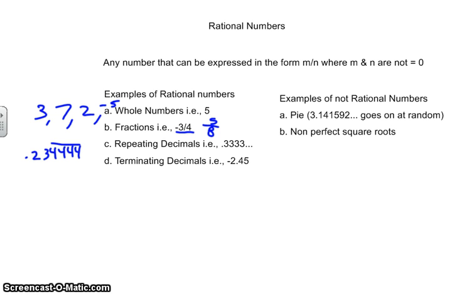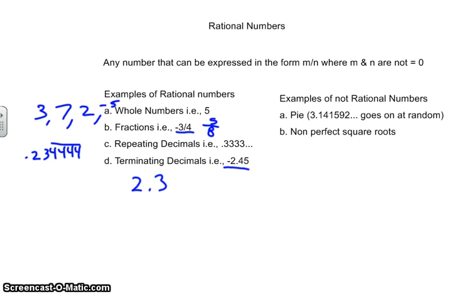Our last one, terminating decimals. So we think of anything that terminates. It stops. It ends. So a terminating decimal. So if I have the number 2.3, well, it stopped at 3. It went in perfectly. It is done. We consider that a terminating decimal. Our example, we had negative 2.45. So if I look at that terminating decimal of negative 2.45, it ended at the 5. It did not continue. It was done.